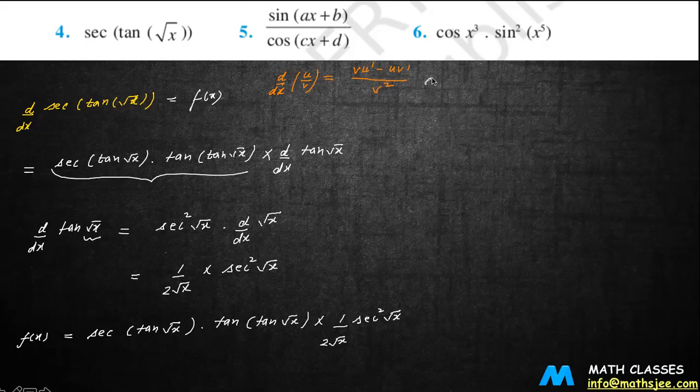So in question number 5, you can write this down as the derivative of this, that is d by dx of this function, sine of ax plus b, divided by cos of cx plus d. Now keep thinking in your mind what the next step is going to be.